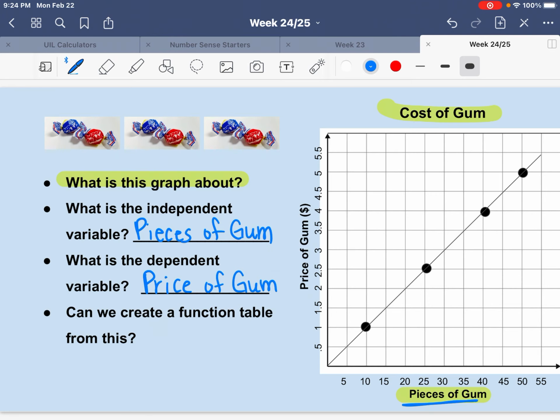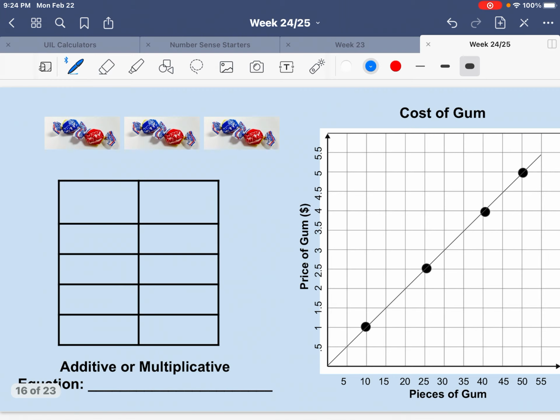Okay, so can we create a functional table from this? Absolutely. So we create our functional table. The first part of the table has to be pieces of gum because that's our x value. That's our independent quantity, pieces of gum. And the second half of our table has to be the price of gum, because that's our y values, our dependent quantities.